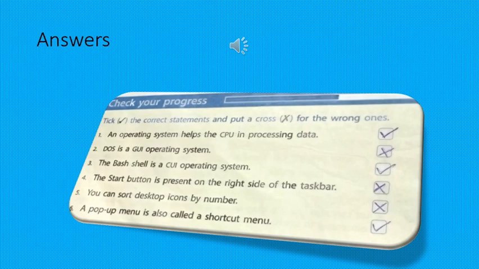Then taskbar. The long bar at the bottom of the desktop is called the taskbar. It contains start button, quick launch bar and the notification area. Start button is located at the bottom left corner of the taskbar. When you click on it, the start menu opens. The start menu contains a list of programs.